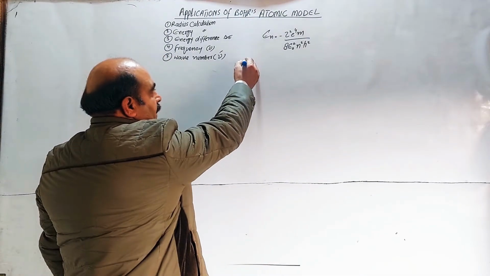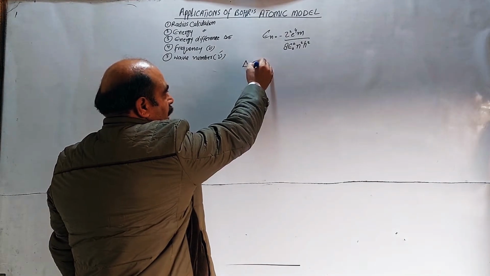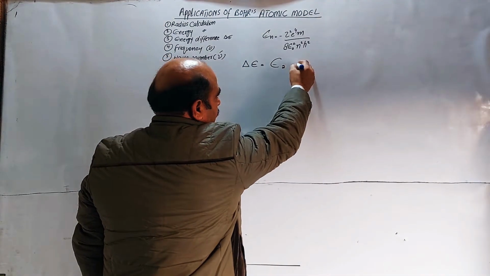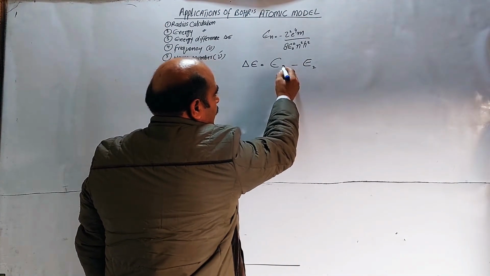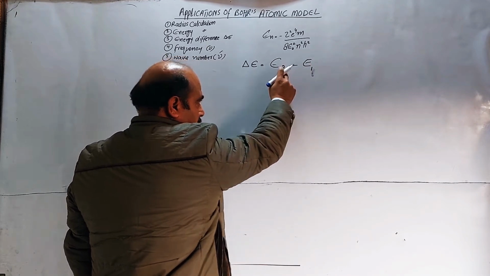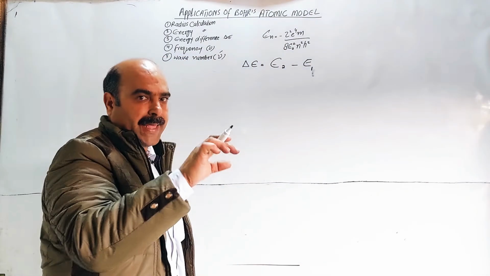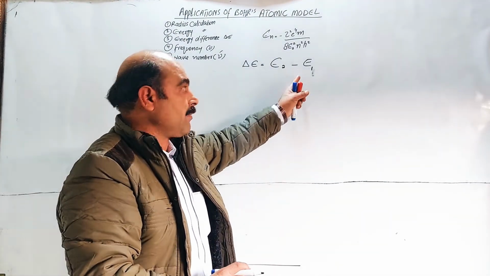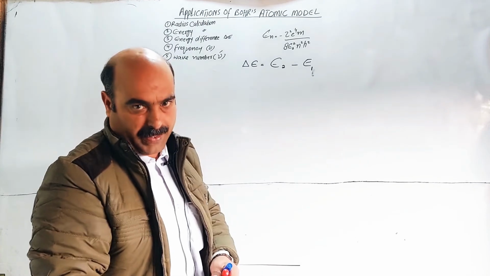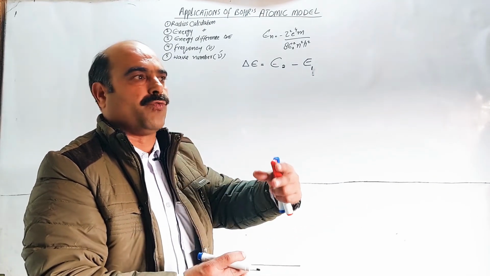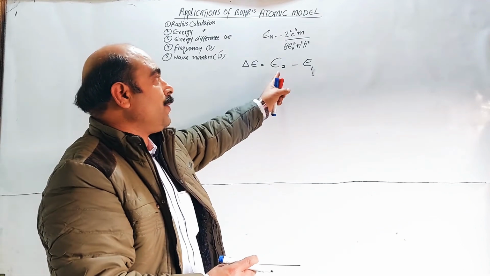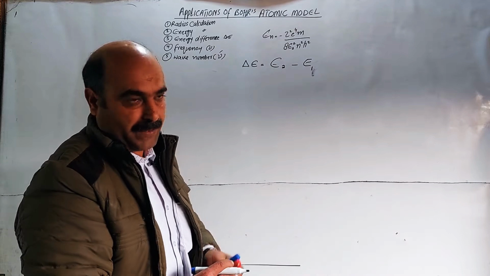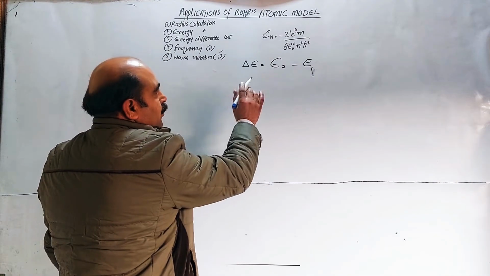As we know, the energy difference between the two orbits is equal to delta E equals E2 minus E1. E2 means the energy of any higher orbit, and E1 means the energy of any lower orbit. E2 means the second orbit is any higher orbit, and E1 means the first orbit is any lower orbit. In comparison of the two, the one with higher energy is represented by E2, as compared to this one, and the lower one is represented by E1. Only the students' numbers change.